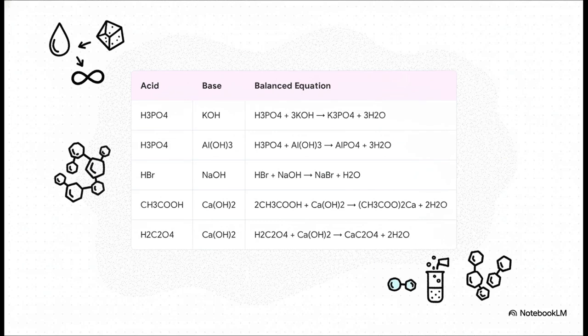And now we wrap up our massive list with our final 10 equations. Even when we introduce trickier, bulkier molecules from our source text, like phosphoric acid, H3PO4, mixing with aluminum hydroxide, or acetic acid mixing with calcium hydroxide, just look at the results. H2C2O4 plus Ca(OH)2 simply becomes CaC2O4 and 2 waters. The water and salt rule holds perfectly true across the board, every single time.